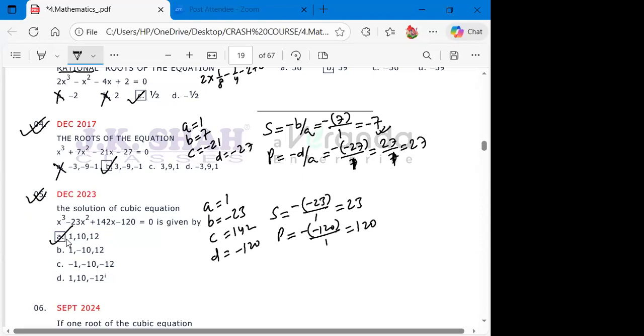Hope you all understood this method. I hope you all understood why I've started with this chapter. Because if by 145 we will be able to finish the chapter, then at least from 145 onwards, we are having enough time for quadratic equation. Now, next one.